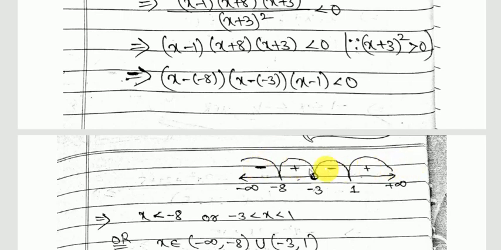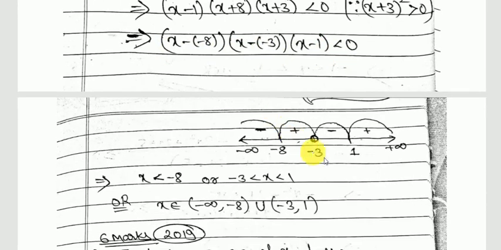So done the marking. Now we are looking for those values of x for which this left hand side is less than 0. Means we are looking for only those values of x for which this will be negative, okay. So you can see in which interval this is negative, for this minus 3 to 1, okay, and anything you take less than minus 8, okay. So x should be less than minus 8, okay.